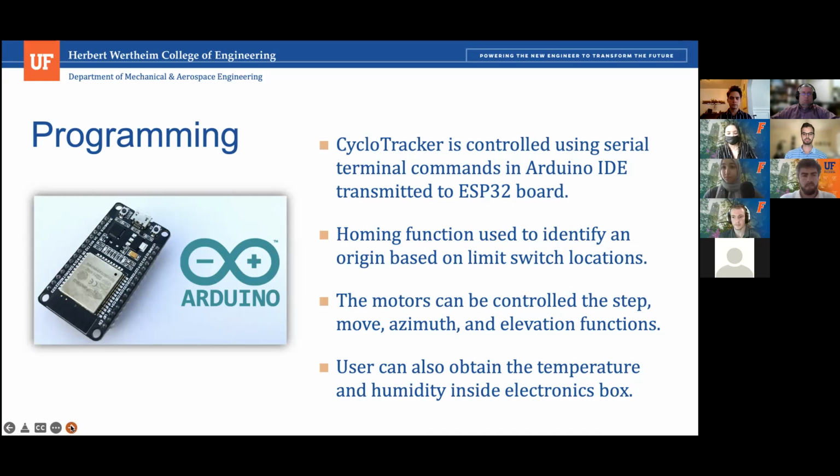With our code, we can individually move each motor using the step, move, azimuth, and elevation functions. With the step and move functions, we can move the motor by the number of degrees or steps inputted, whereas with the azimuth and the elevation functions, it moves to a specified location inputted by the user. We also have a danger function, which moves the heliostat to a safe position in case of an emergency. We have a temperature function, which outputs the temperature and humidity of the electronics box. We have a power function, which enables and disables the motors. And we have a homing function, which moves the heliostat to an origin dependent on the location of 2 limit switches. Next slide, please.